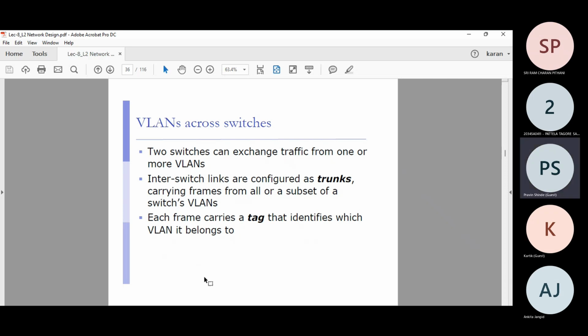VLAN across switches. Two switches can exchange traffic from one or more VLANs. Inter-switch links are configured as trunks carrying frames of all or a subset of a switch's VLANs, and each frame carries a tag that identifies which VLAN it belongs to. Okay. So trunk VLAN and access VLAN also we learn.